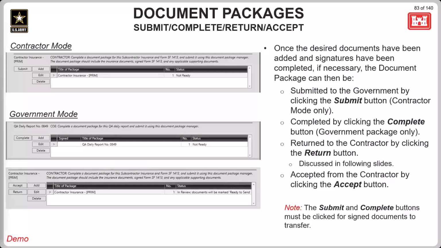Once document packages are fully populated and ready to go, some of them will be accompanied by the buttons shown here. In contractor mode, the submit button will be available for submitting to the government, and the government will have the complete, accept, and return buttons. These buttons will perform whichever action is selected on all document packages within the document package data grid. So if you'd like to only perform those certain actions on individual document packages, then you'll need to go into the specific document package and use the buttons within the actual document package if available.